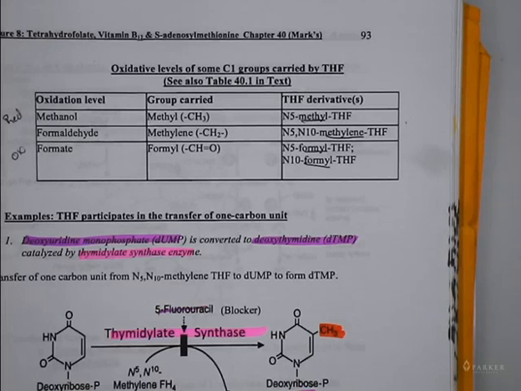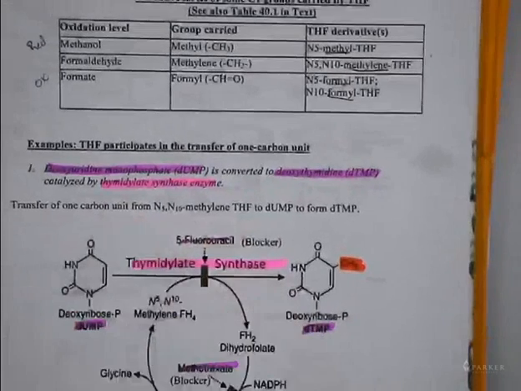But the most oxidized form is what? Most oxidized form of a one carbon unit. CO2. Who carries it? Biotin. Good. The most oxidized form carried by THF is a formate. Okay. Questions on anything we've talked about so far?